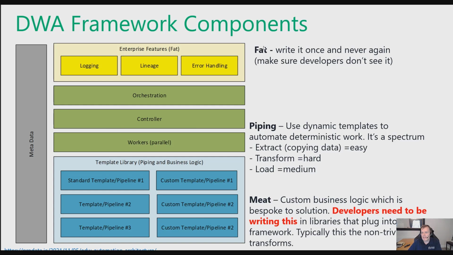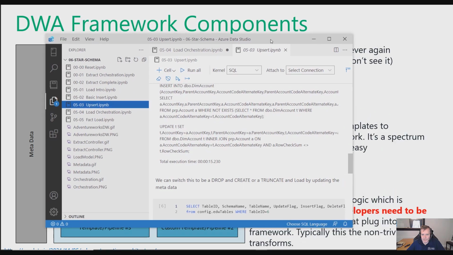To implement that, I call that fat, and what I mean by that is I don't want developers to ever be writing that. So we put that as part of the framework, so when they're writing their transform views, it just automatically happens. A developer doesn't have to write a single line of code to implement logging or anything like that. The warning sign that your framework's not very mature is when your developers are spending a lot of their time writing error handling, lineage, and logging. Hopefully that should be taken care of. So let's actually see some examples of that.